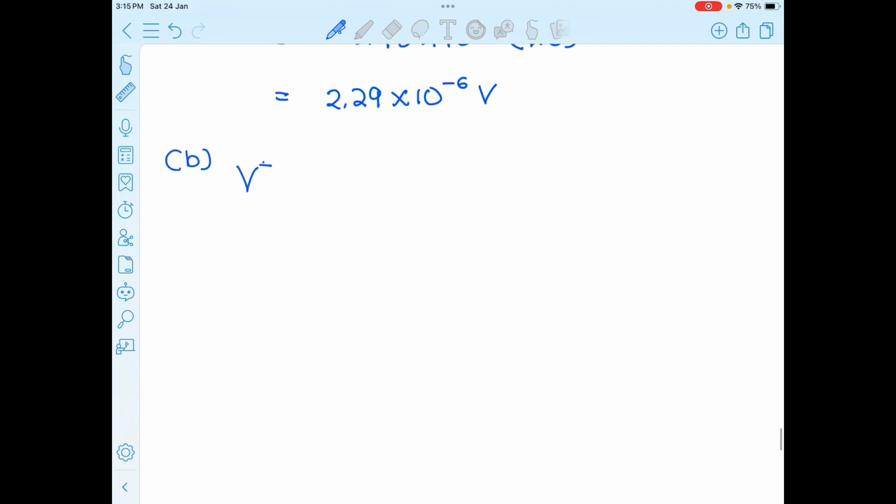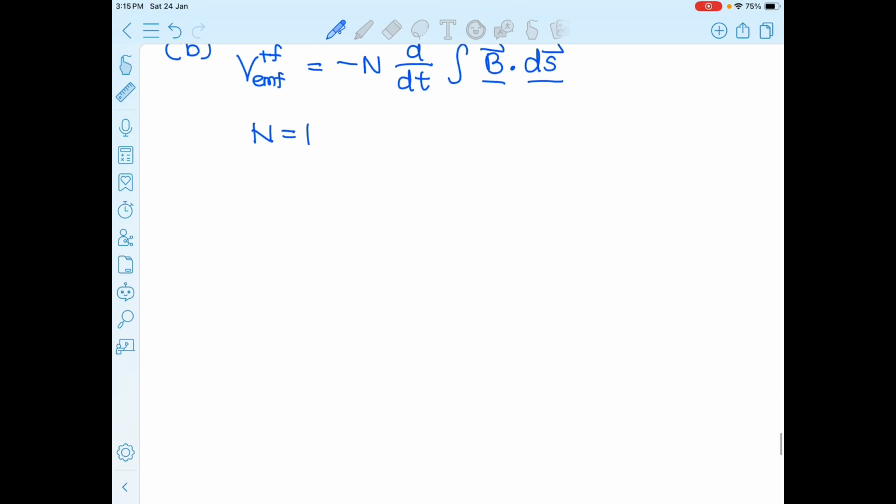So for transformer EMF, the equation is negative N, showing how many loops, and then you have this time derivative of the integral of B dot dS. Now in this case your N is equal to 1. Now you need to integrate your magnetic flux density with respect to the surface of the loop.